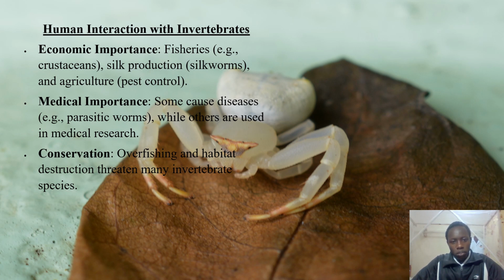Look at conservation. Overfishing and habitat destruction threaten many invertebrate species. This is where the government needs to chip in and take control of this destruction of natural habitats, whereby it might be conservation. Government initiatives need to act upon this so that these organisms could be saved, because we need them for a better world tomorrow.